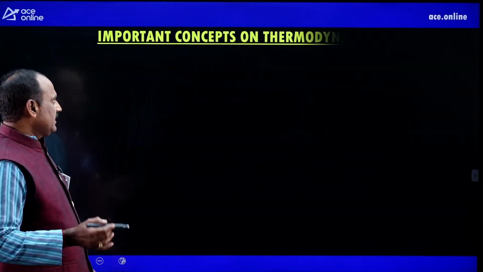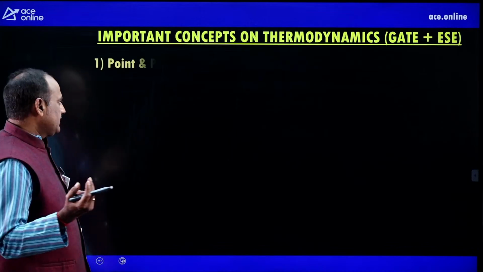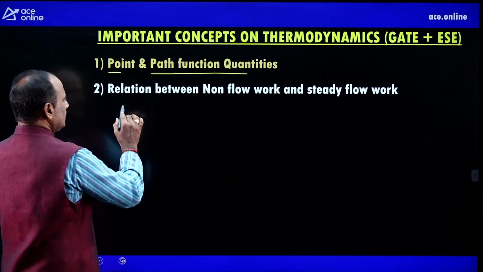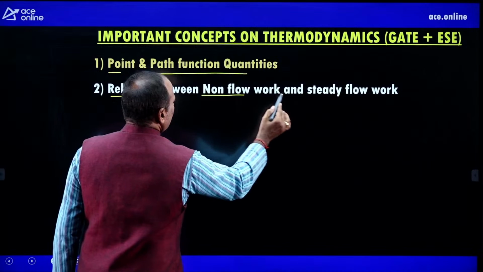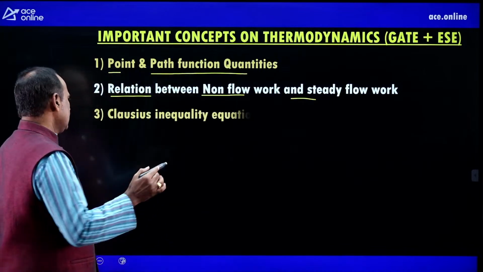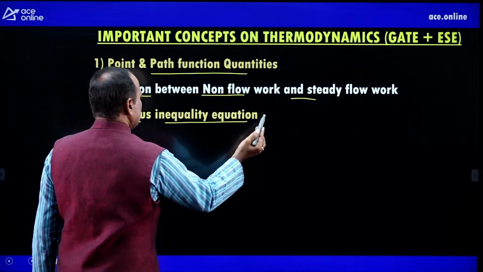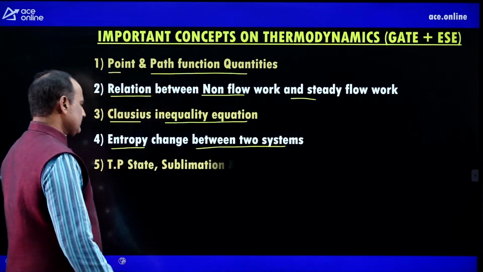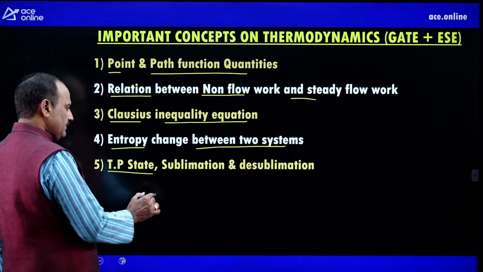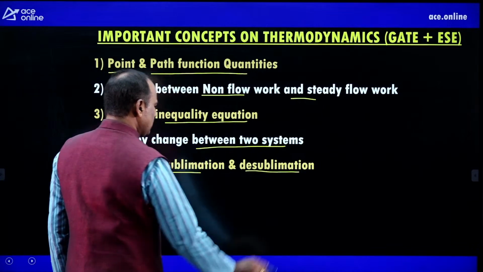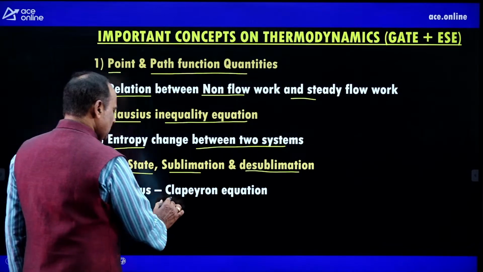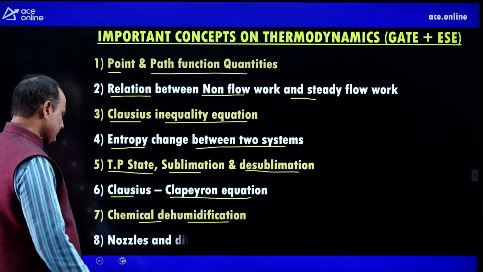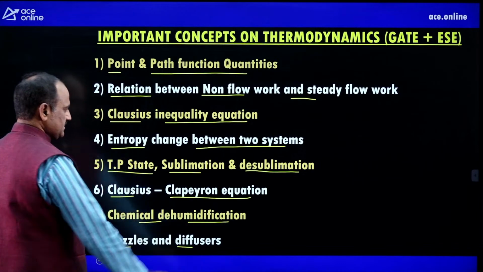Okay? I have taken the important concepts like point function and path function quantities, relation between non-flow work and steady flow work, Clausius inequality equation, entropy change between the two systems, triple point state, sublimation, desublimation, Clausius-Clapeyron equation, chemical dehumidification process, nozzles and diffusers.